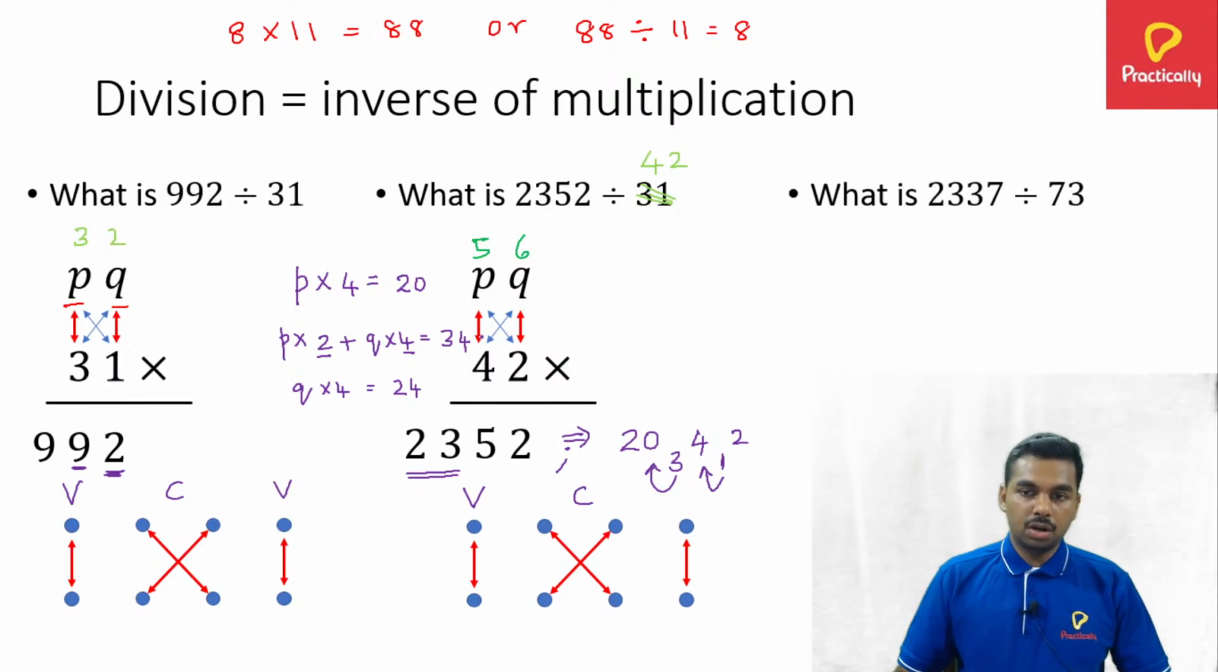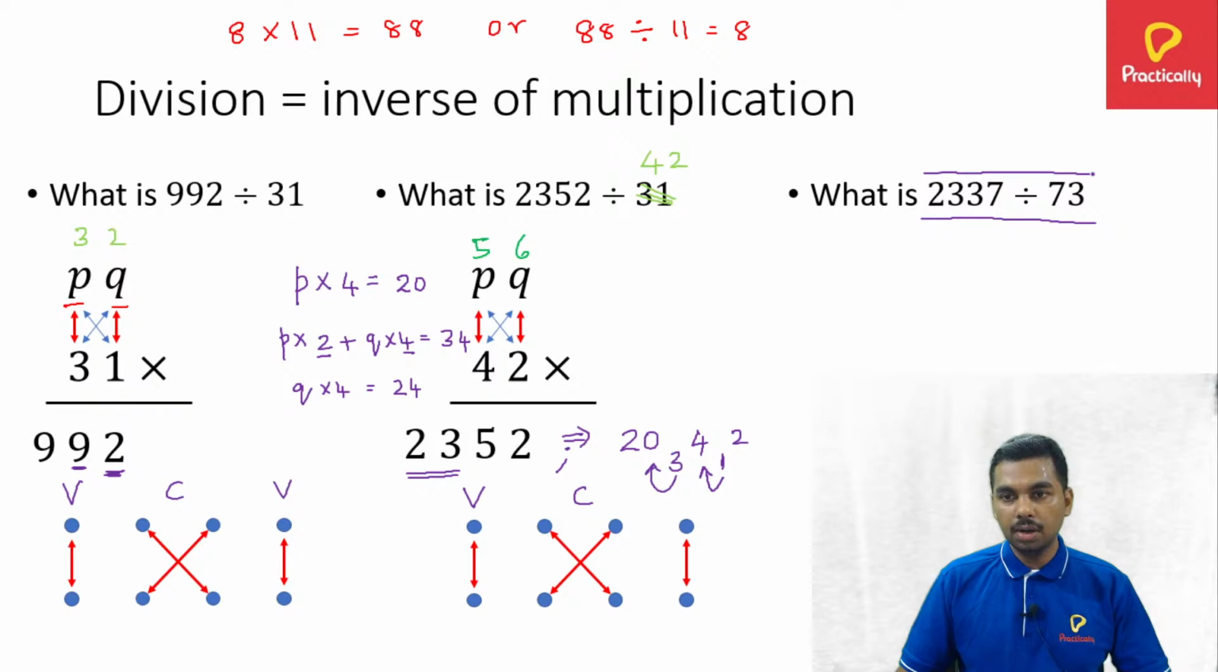Now as a homework, you can try to do this particular problem. Everybody can take this problem in your notebook and try to do this as a homework problem. What is 2337 divided by 73? Again, this is a 4-digit number divided by a 2-digit number. So the answer should always be a 2-digit number.